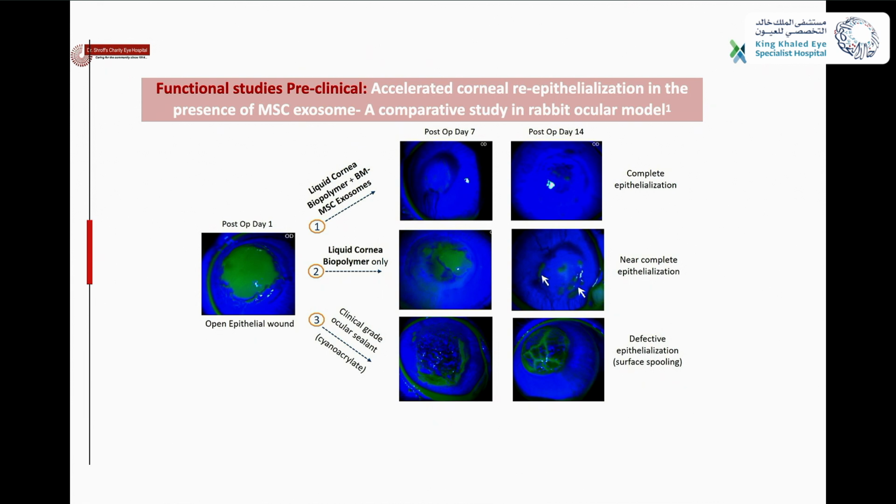And these are the rabbit experiments, where we have done multiple series of experiments. With the liquid cornea preparation along with the bone marrow derived exosomes, there was complete epithelialization in 14 days. If you use only the polymer, it takes a longer time. If you don't use anything, or you use a clinical grade sealant like cyanoacrylate, then you know how it works.